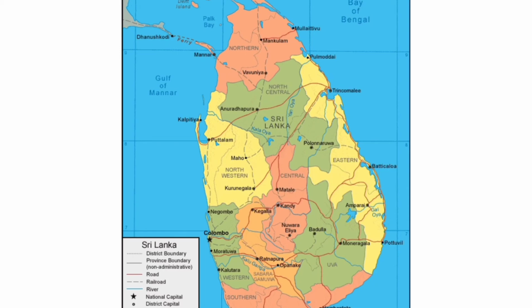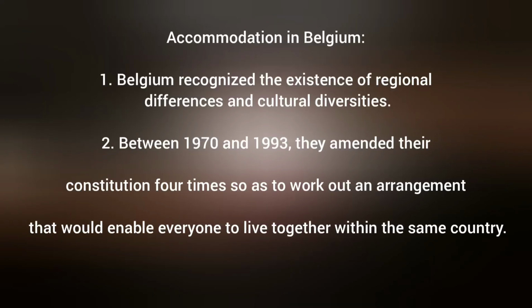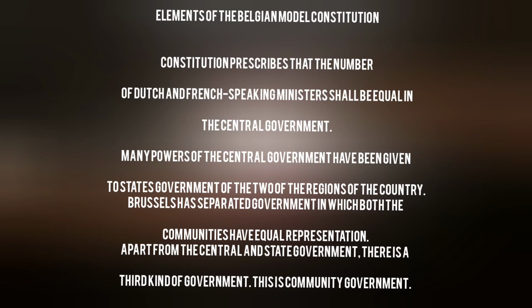And how did Belgium solve this problem? The Belgian leaders took a different path. They recognized the existence of regional differences and cultural diversities. Between 1970 and 1993, they amended the constitution four times so as to work out an arrangement that would enable everyone to live together within the same country. The arrangement they worked out is different from any other country and is very innovative.